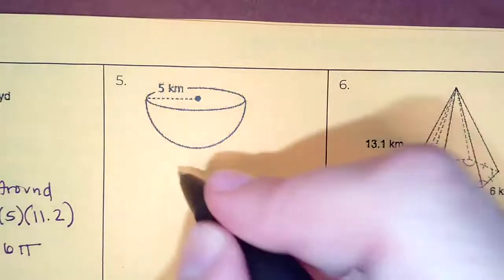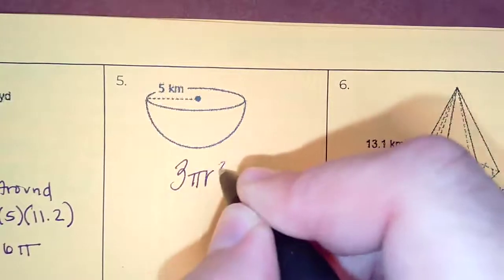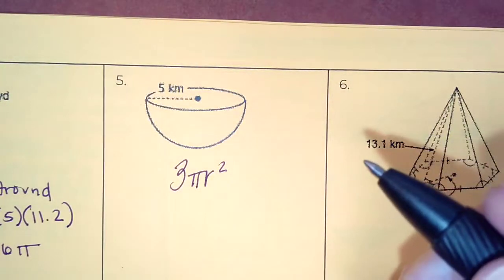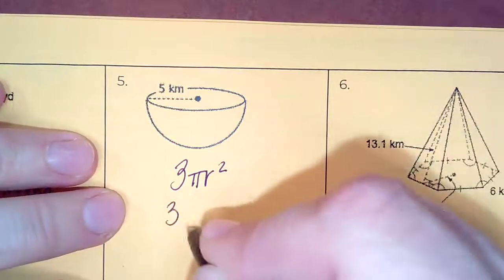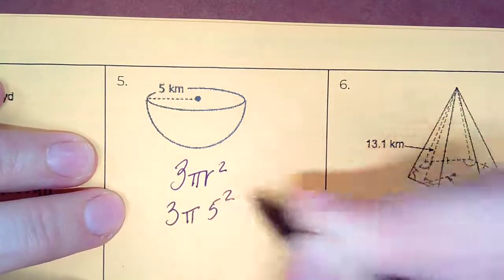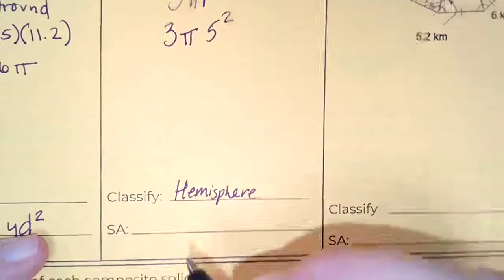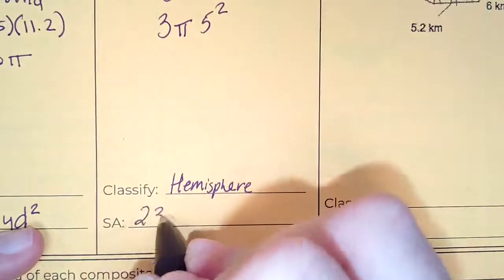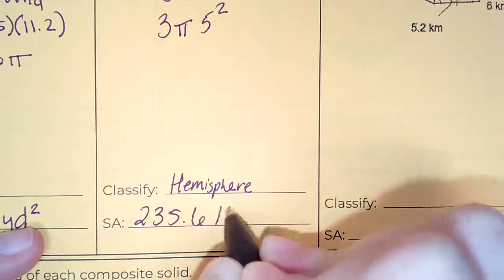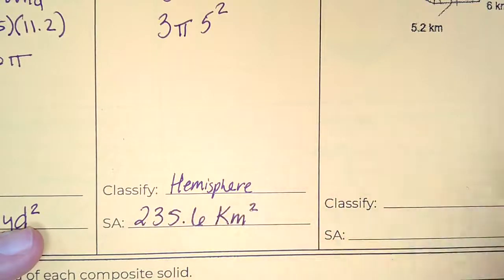So the equation for that is 3 pi r squared. So your r is 5, so 3 pi 5 squared. Plug that into your calculator. 3 times pi times 5 squared. It's 235.6 kilometers squared.